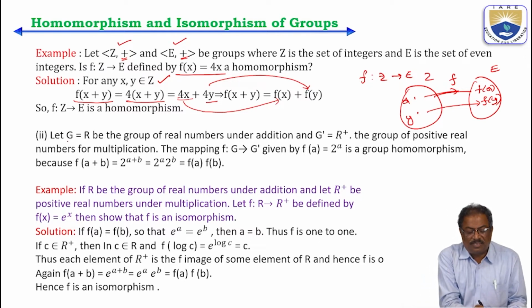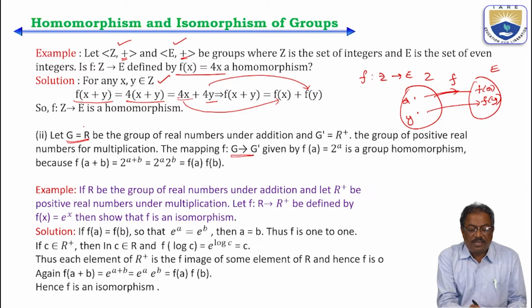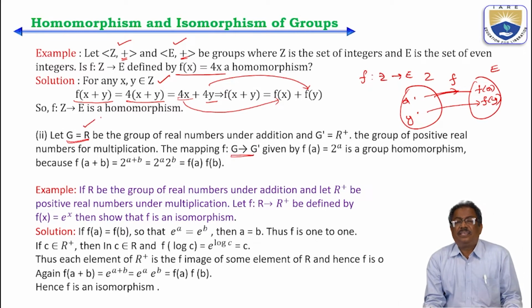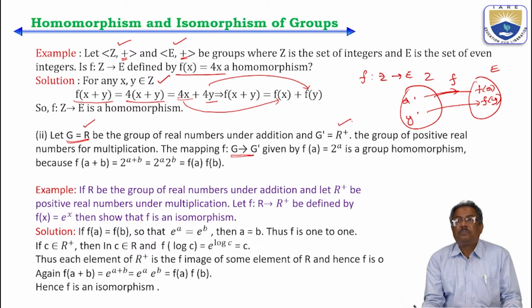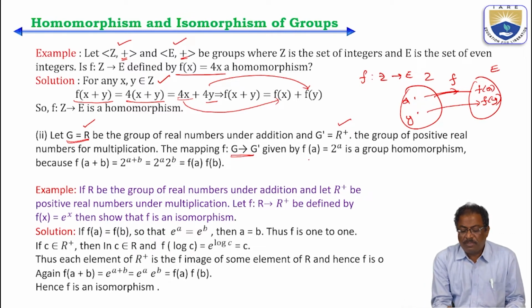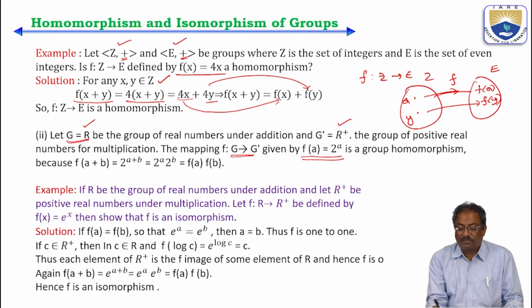Now let us consider another one. f is a mapping from G to G dash, where G is the real number system and G dash is the positive real number system. The function is defined as f of a equals 2 power a. Whether it is a homomorphism or not?